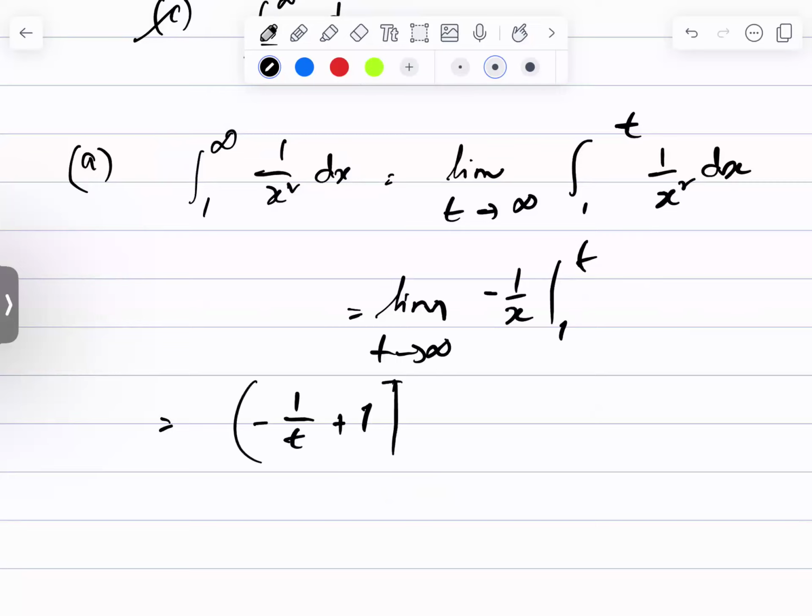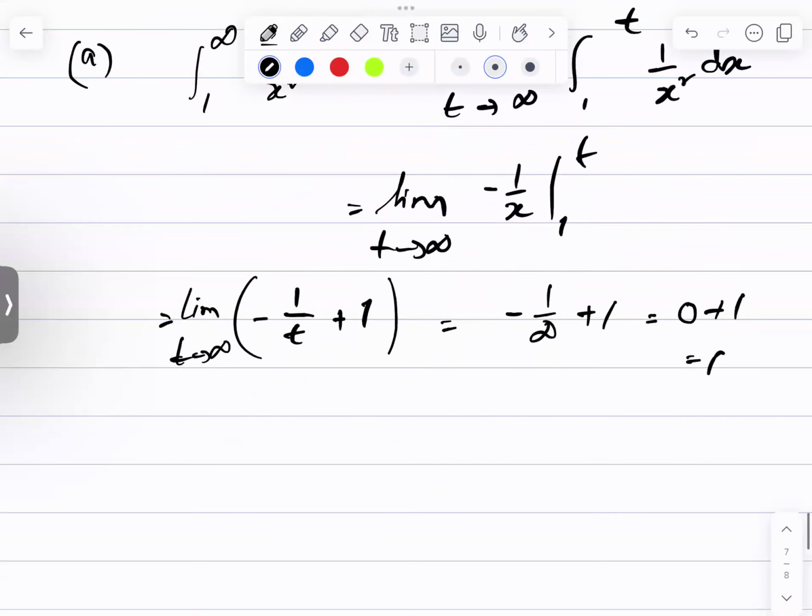And we have limit t tends to infinity. So you have minus 1 over infinity plus 1, which is like 0 plus 1, which is 1. Therefore, this converges.